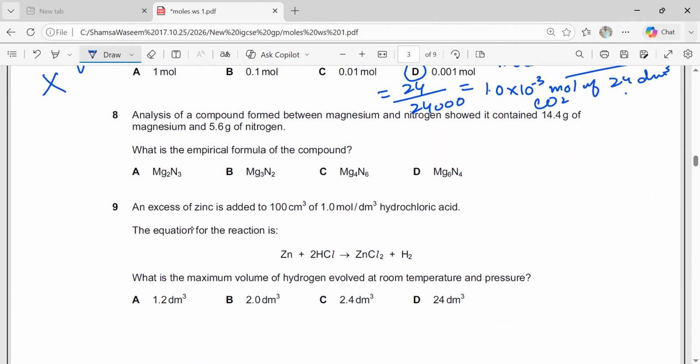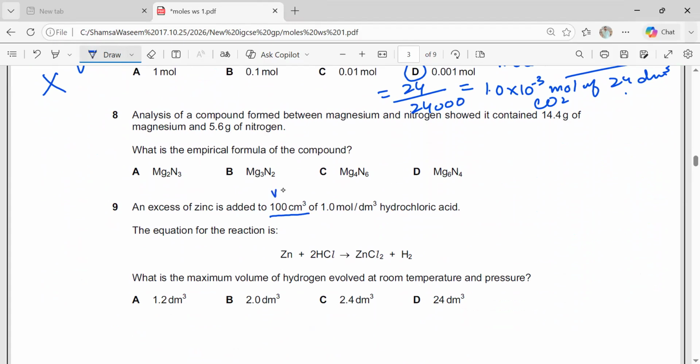See, an excess of zinc. Excess means more than enough, more than required. Whenever they're writing excess, don't worry about the excess reagent. The amount of product formed is going to be dependent on the limiting reagent, the other reagent. We will be discussing limiting and excess reagent in the next class, not today. So see, excess of zinc is added in 100 centimeter cube.